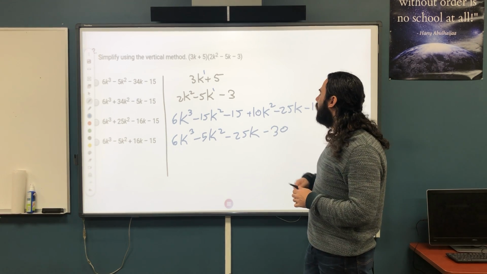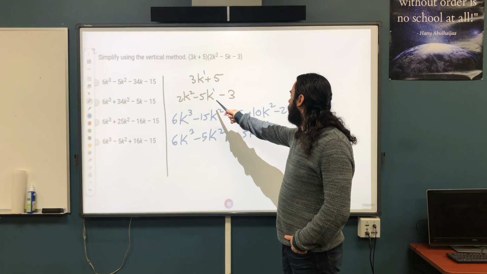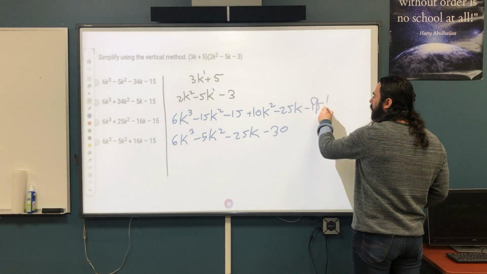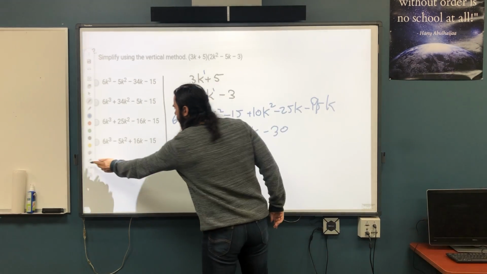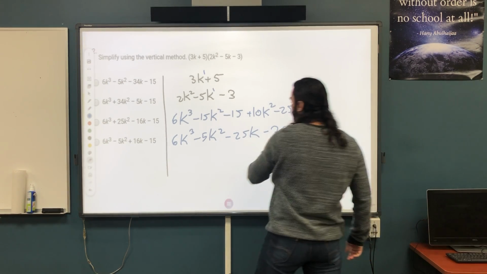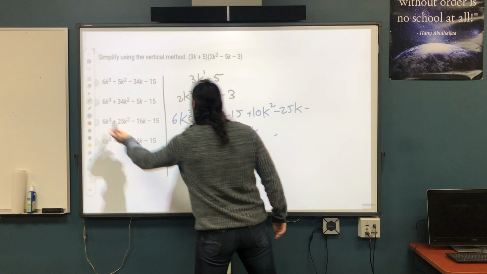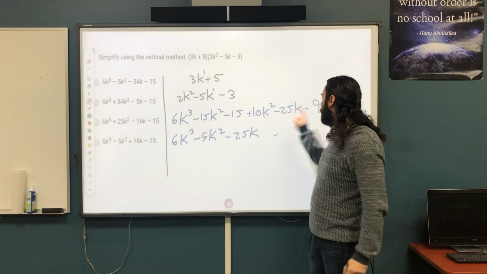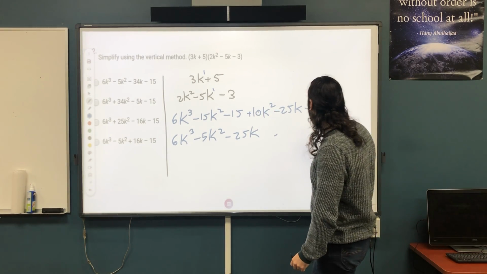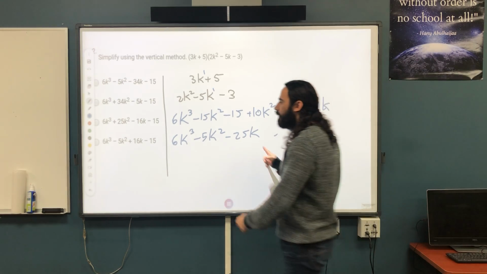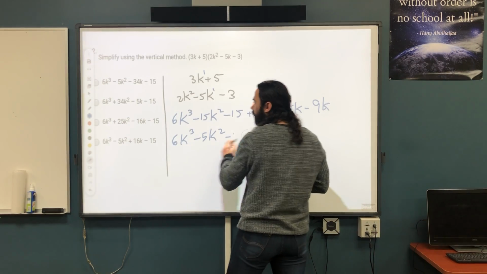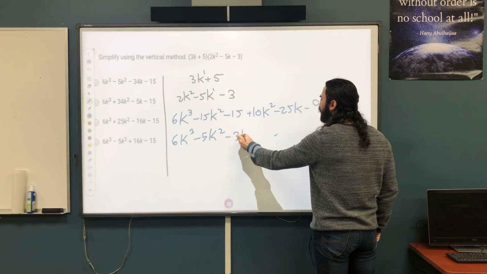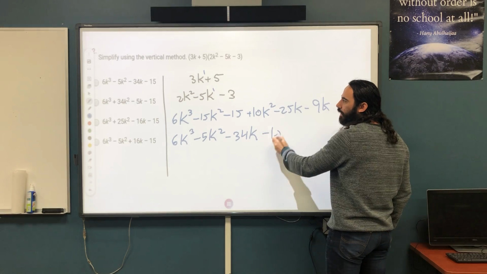I forgot to multiply. 3k times negative 5k is negative 25k, and 3k times negative 3 is negative 9k. So we had a mistake. We'll just erase this one and this one. So in this case, it's going to be negative 9k, because 3k times negative 3 is negative 9k. So negative 9k and negative 25k, it's not negative 25, it's going to be negative 34, okay? And the number at the end, negative 15.